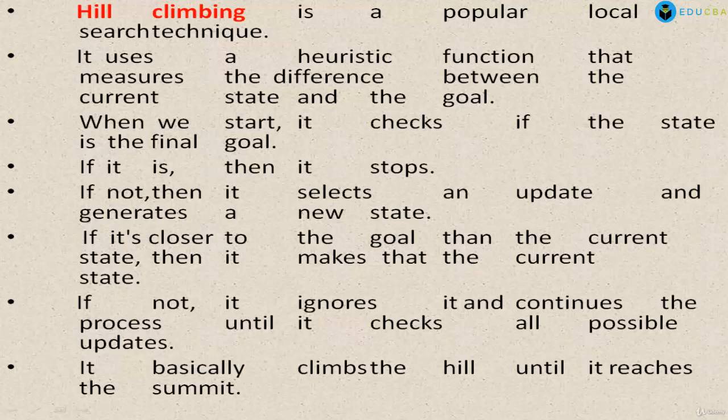When we start, it checks if the state is the final goal, and if it is, then it will stop, and if it is not, then it will select an update and generate a new state. It will update its value, and if that updated value is closer to the goal, then it will keep that update, and if it is not, then it will ignore that update. So basically we are also eliminating some options, and that's why we have used a heuristic function for that, which is the basic idea in a heuristic function too, which is eliminating some options. So finally it will climb the hill until it reaches the summit.